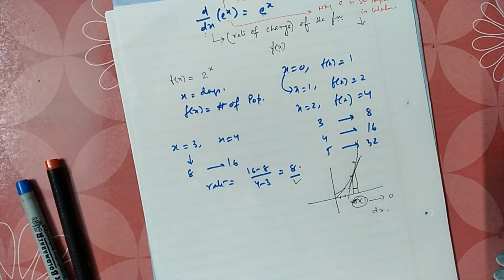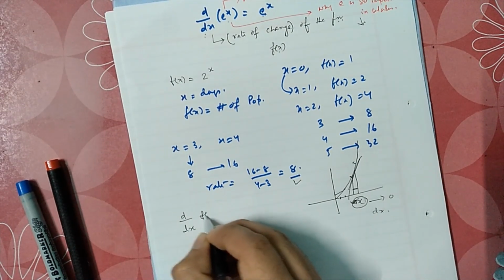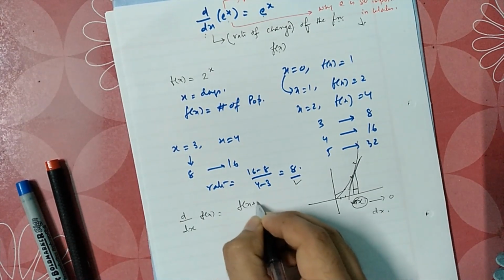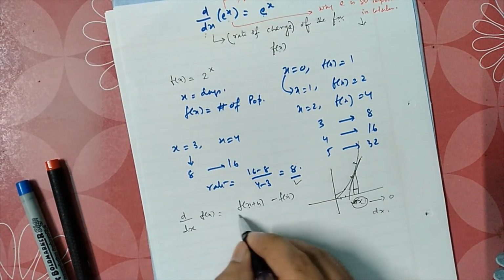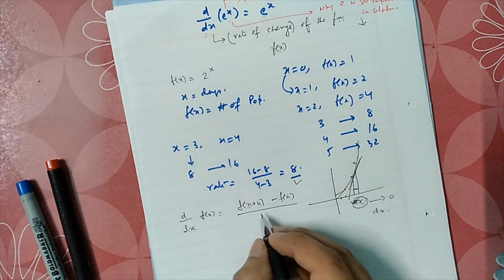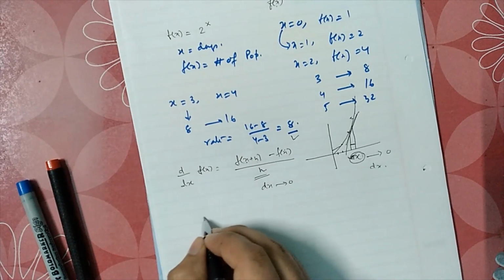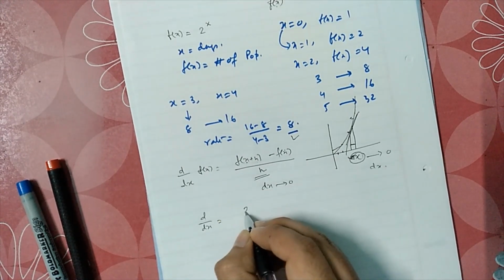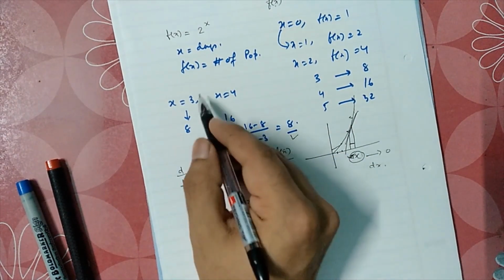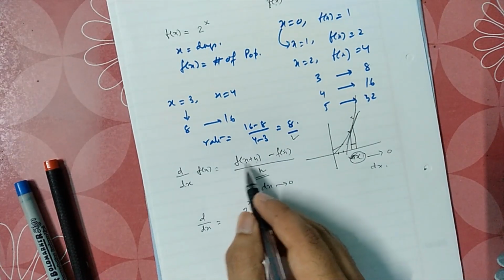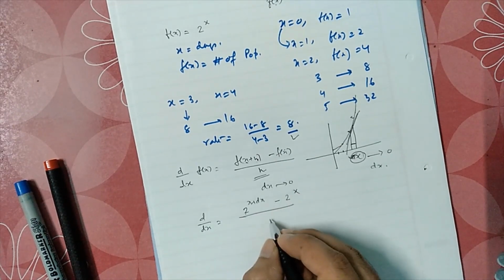then we consider it as dx. So actually by definition, d/dx of f(x) is equal to f(x plus h) minus f(x). That means the change in the function when we change the value of x by h, and this h is nothing but dx, and dx tends to 0. So basically, with f(x) equal to 2 to the power x, f(x plus dx) is equal to 2 to the power x plus dx minus 2 to the power x, divided by dx.